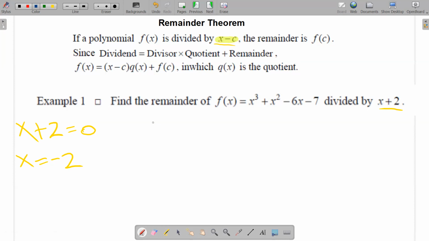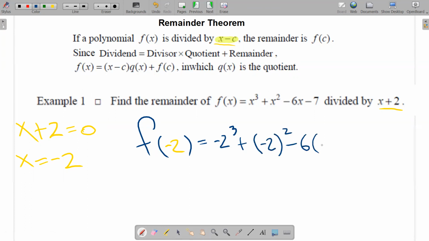Instead of doing the long division, I can take my function and solve for -2. In fact, if I do that, now I have to evaluate. So -2 to the power of 3 plus -2 to the power of 2 minus 6 multiplied by -2 minus 7 will give us something like this. Let's keep going.